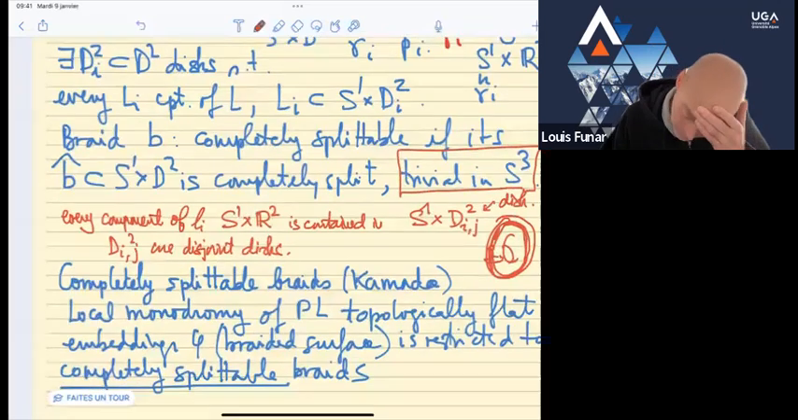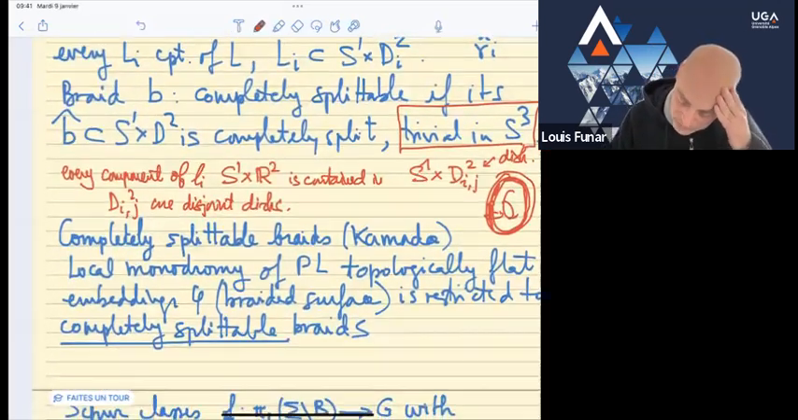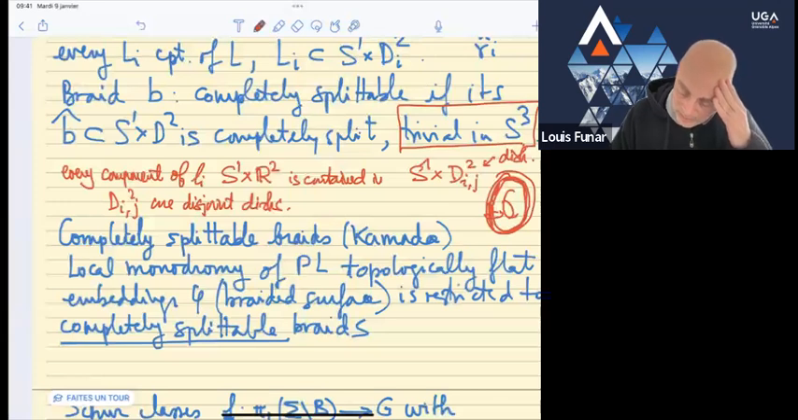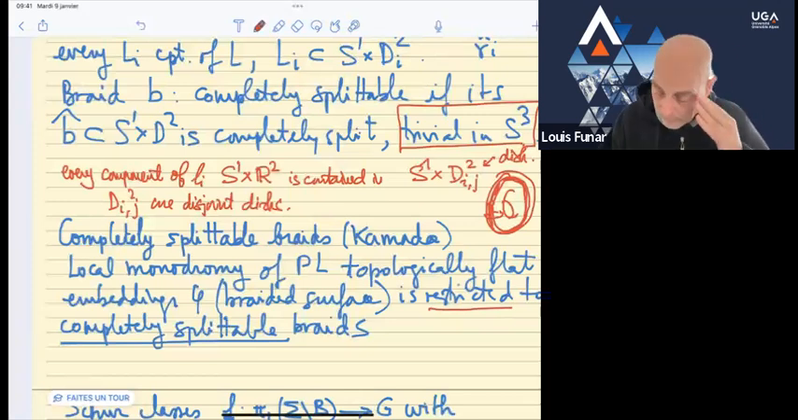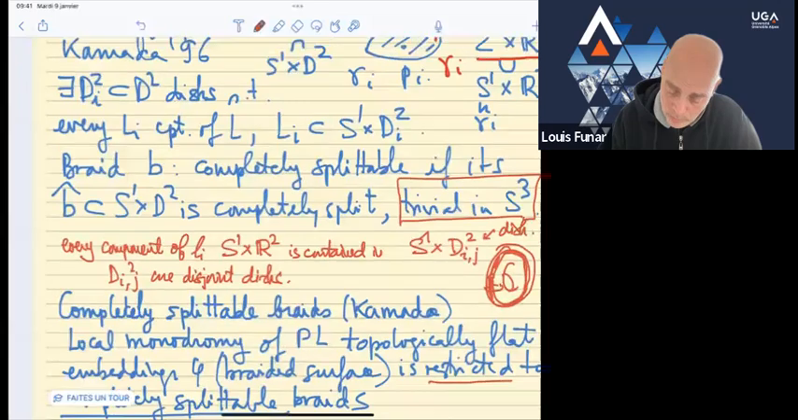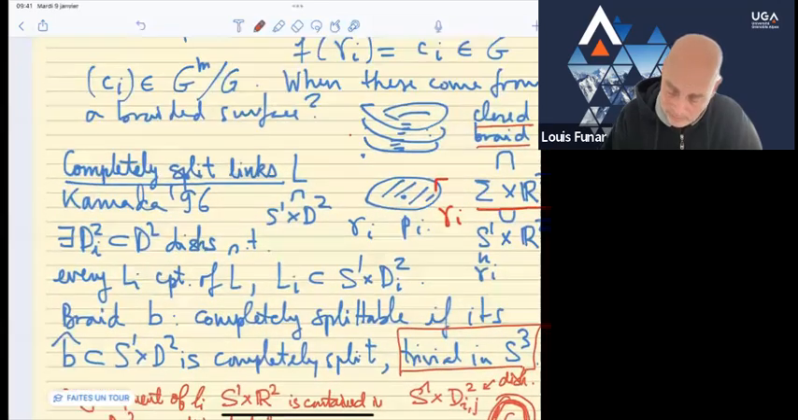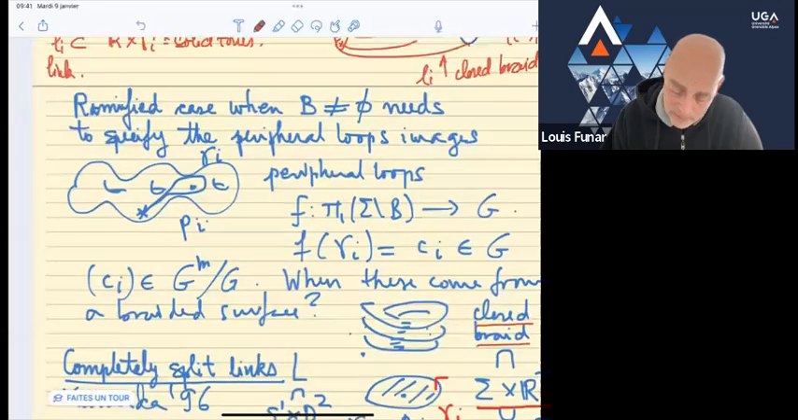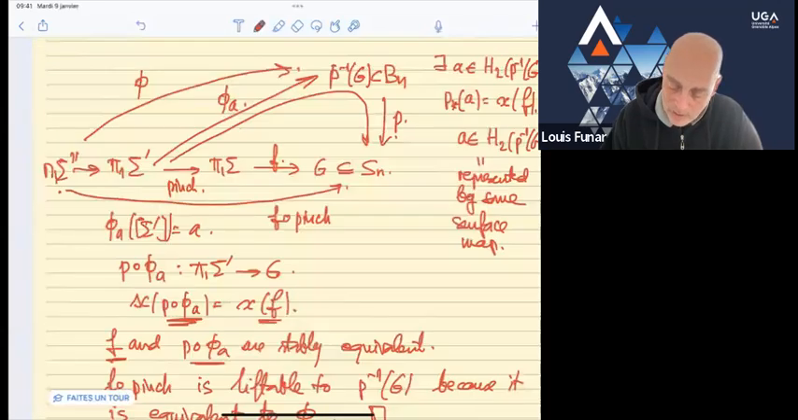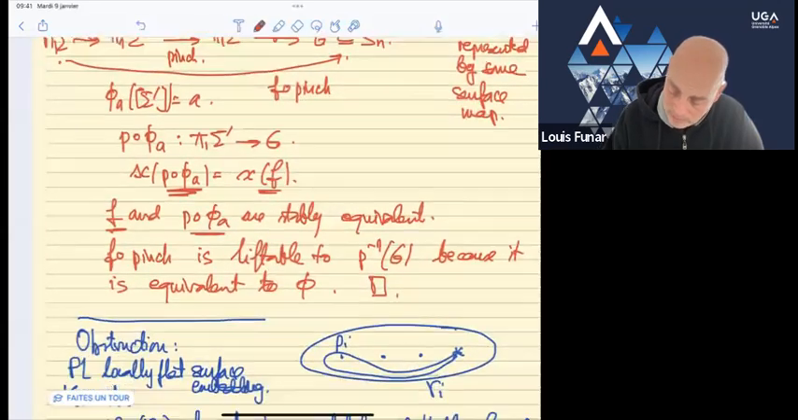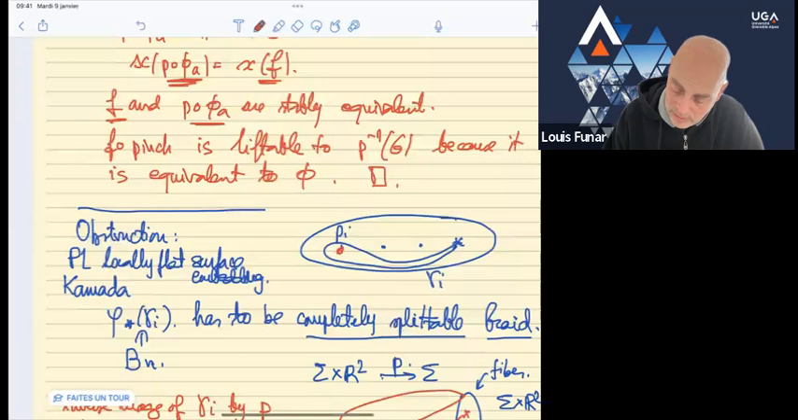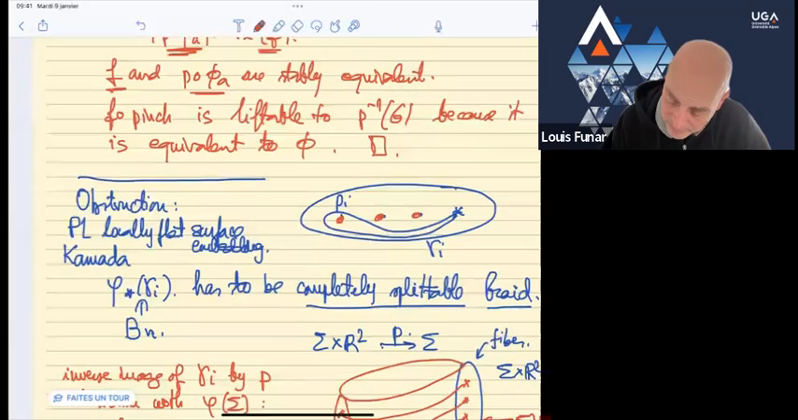Now, the theorem of Kamada says that local monodromy of PL topological flat embeddings are constrained to be completely splittable braids. So if you want to prove a theorem like the one above, you cannot only lift the map from pi1 of sigma minus b from Sn to Bn, but you need also to make sure that the lifts around the branch points are precisely completely splittable braids.